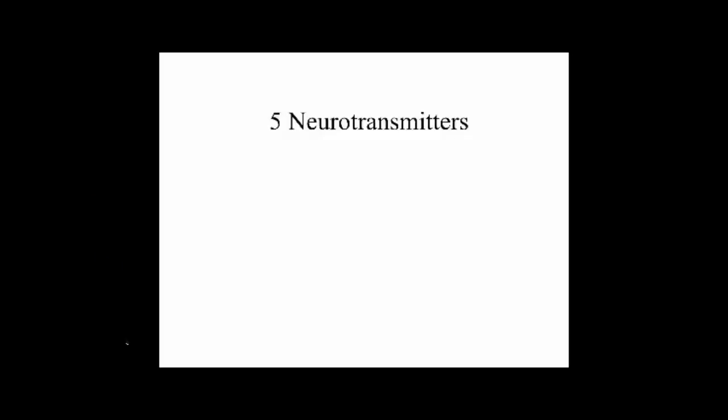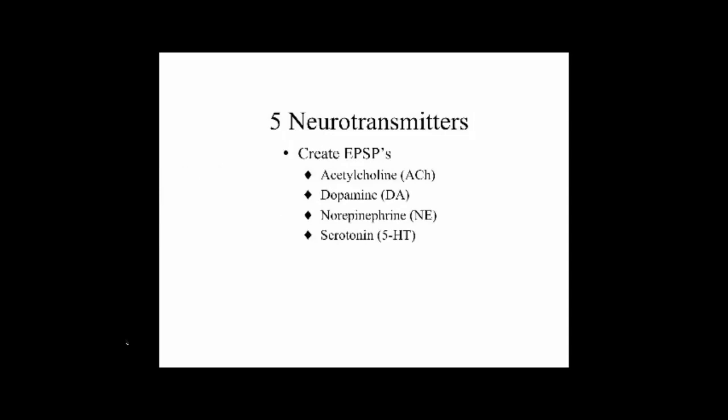We're going to switch gears a little bit and take a look at how drugs affect the communication of our bodies. First, we're going to take a look at 5 neurotransmitters. So we are going to jump back in on the lecture, starting with 5 neurotransmitters. 4 of them create excitatory postsynaptic potentials. 1 of them creates an inhibitory postsynaptic potential.